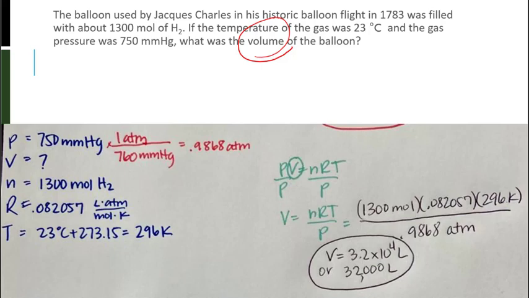Our pressure, we were given in millimeters of mercury. We needed to convert it to atmospheres. It asked us to find the volume, so I put V question mark. Our n, we were given 1,300 moles. We always know R. And we were given temperature.